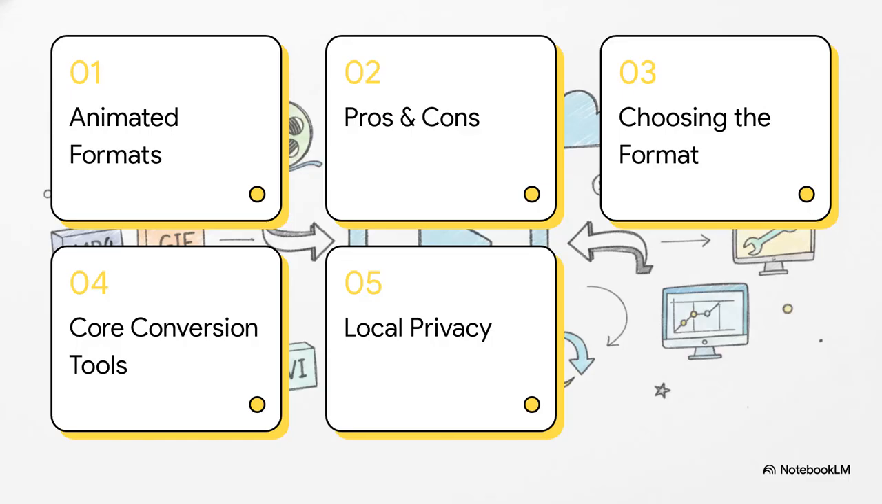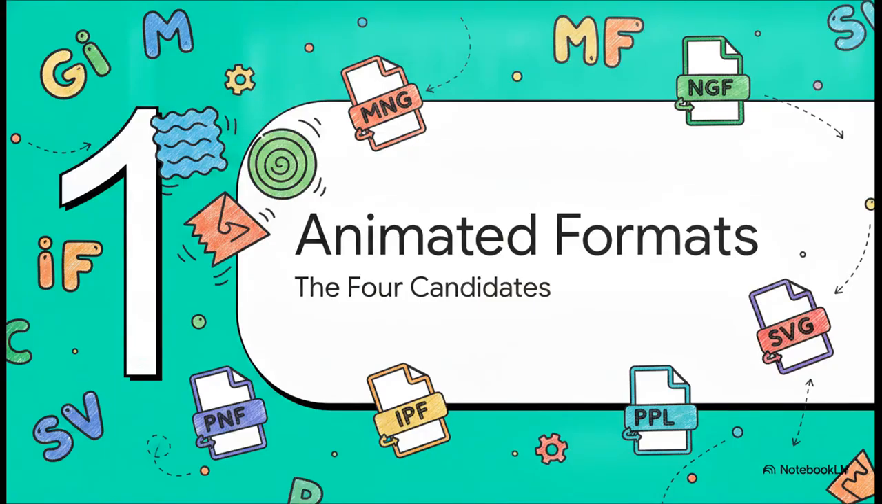All right, here is our roadmap for today. Section 1, Main Animated Formats. Section 2, Pros and Cons Comparison. Section 3, Choosing the Right Format. Section 4, Core Conversion Tools. And Section 5, Local Processing Privacy. Let's get to it. Section 1, Main Animated Formats.